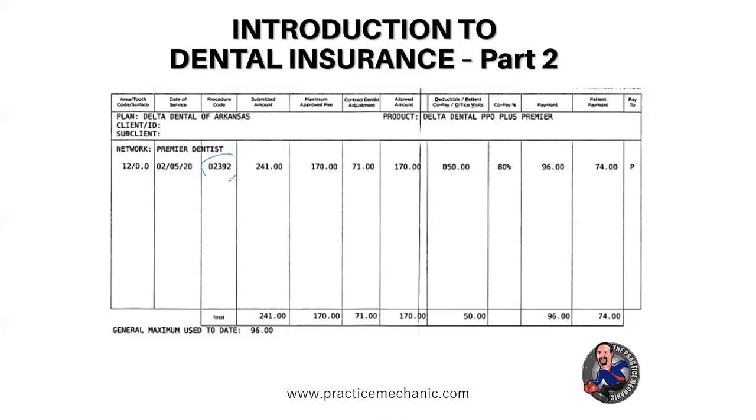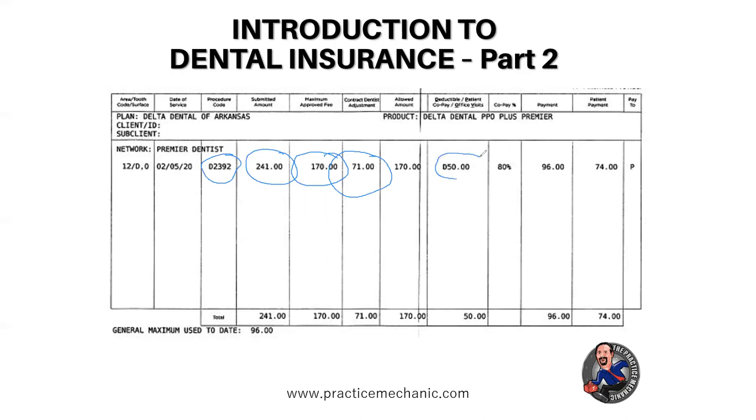2392 is the code that was done. That's that two-surface composite filling. You submitted $241. That's your full fee. A patient without insurance, that's what they pay, $241. The allowed fee is $170. That's your fee schedule price. That's your negotiated fee for that service with the insurance company, which means you have to do a $71 write-off.